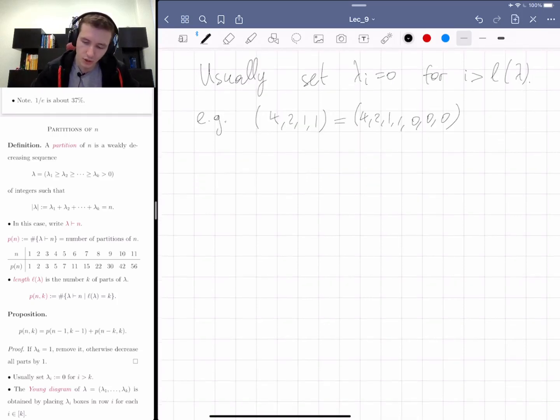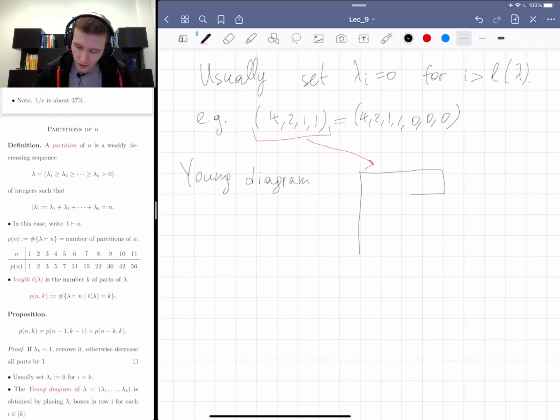And to each partition, I'm going to associate a Young diagram. If you have a partition 4, 2, 1, 1, then you put 4 boxes in the first row, 2 boxes in the second row, and so you put lambda i boxes in row i for each i, and the boxes are left aligned.